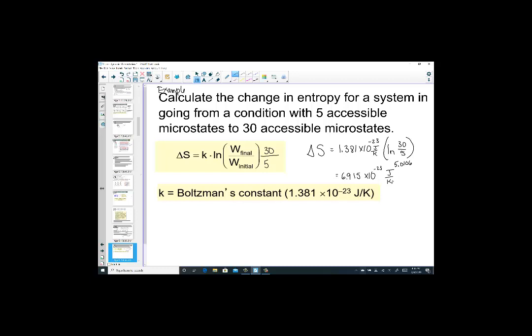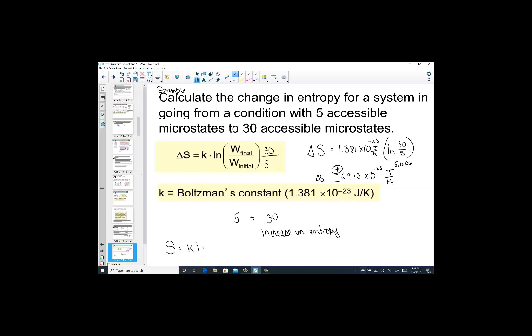There is your entropy. Now let's see if that number makes sense. You're going from 5 microstates to 30 microstates. More microstates, there's a direct relationship, is an increase in entropy. So therefore, our number should come out positive, and it did, because entropy was increasing with an increase in the number of microstates.